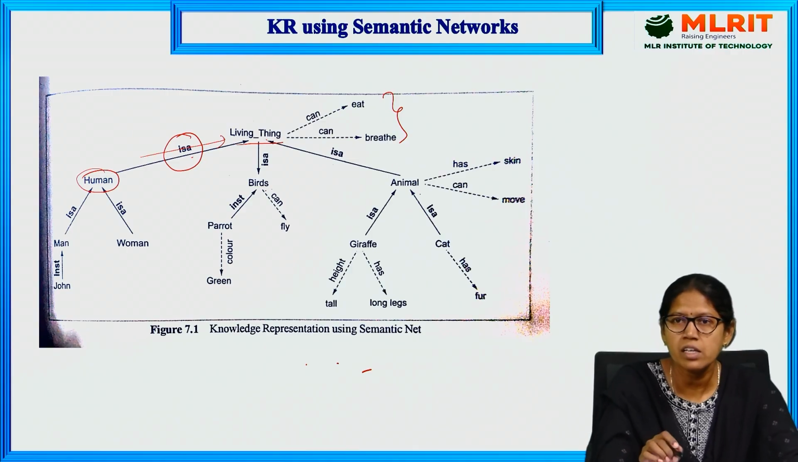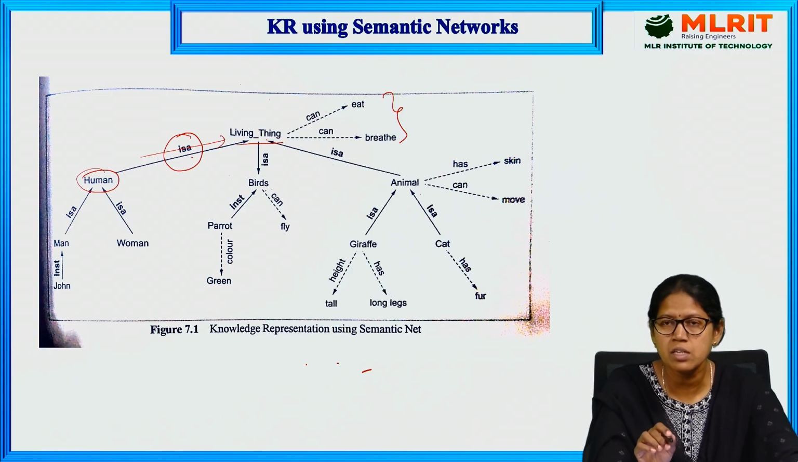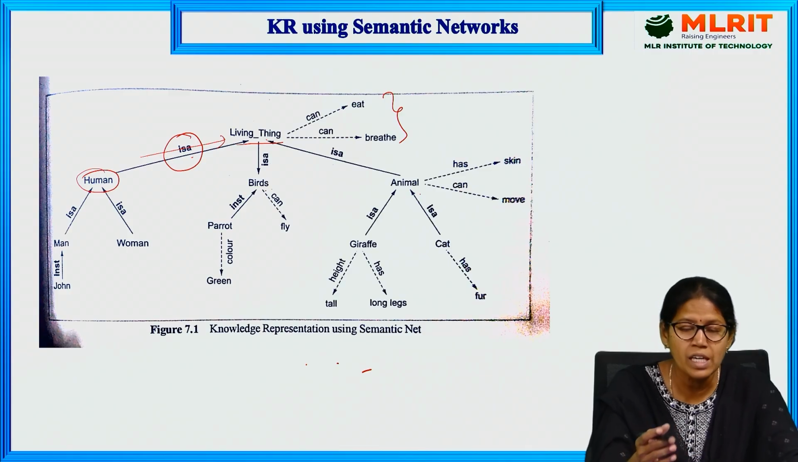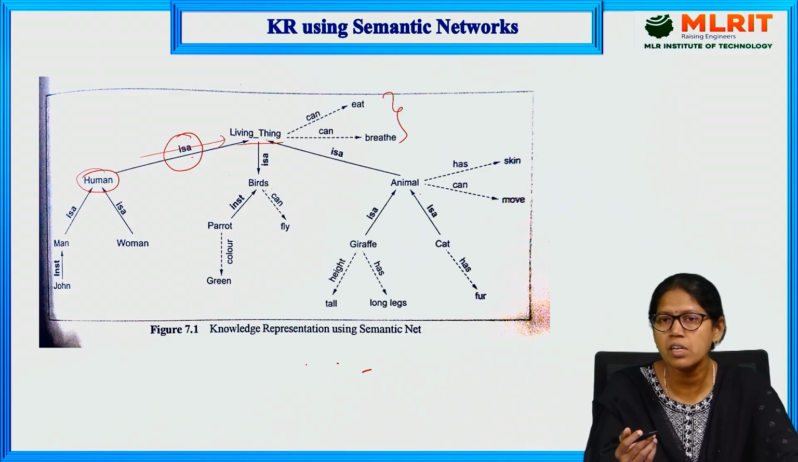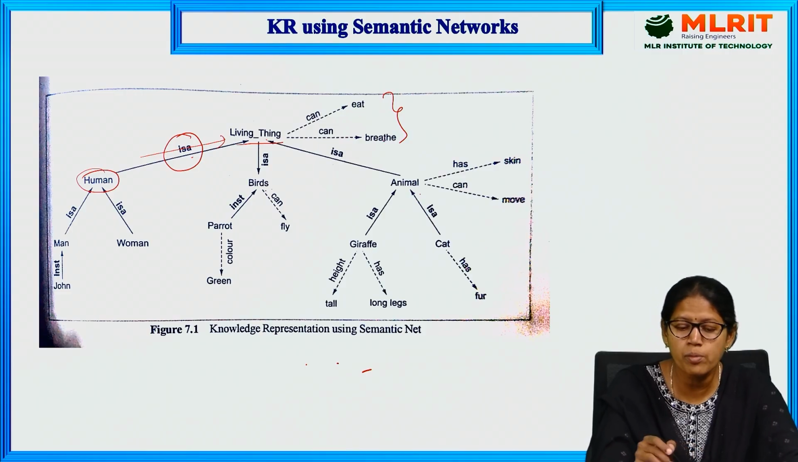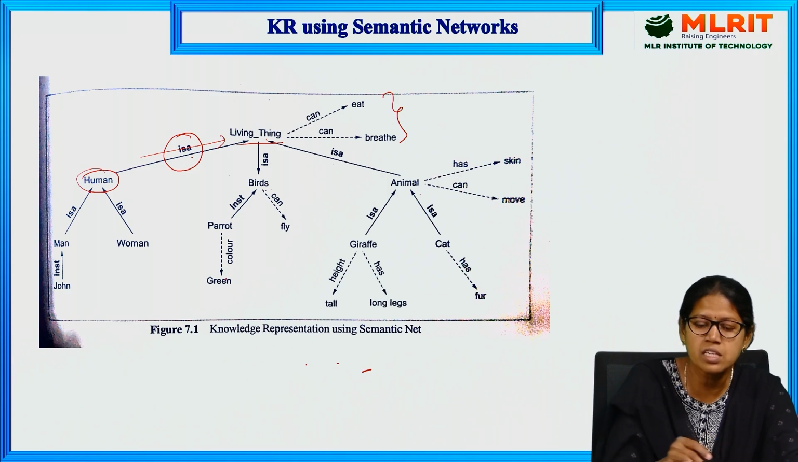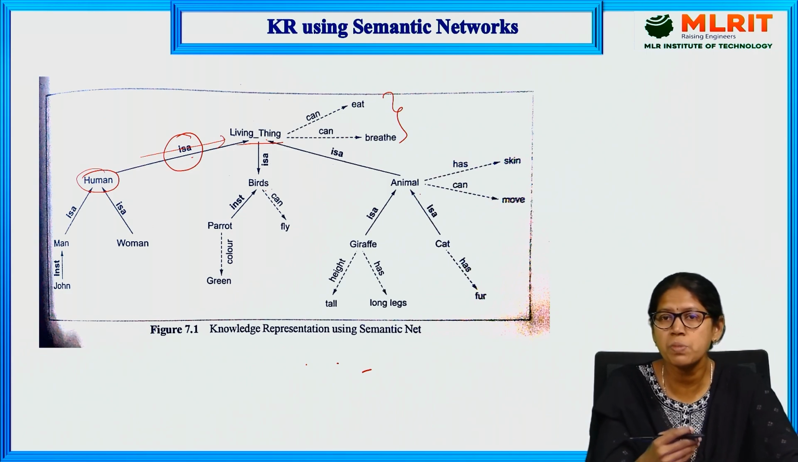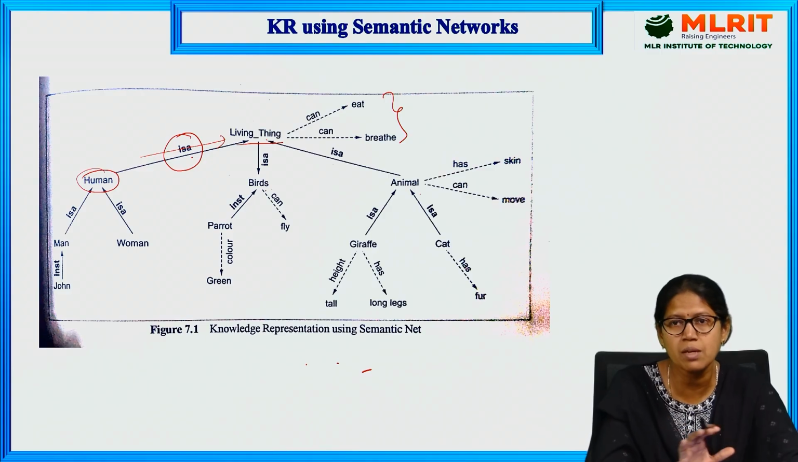As I said already, when we use the inheritance concept in this knowledge representation, it is easy to draw the network. No need to write the same properties multiple times for each and every subclass. If you write those properties at the top, then all these subclasses can inherit them. And we can represent specific attributes for those subclasses also.